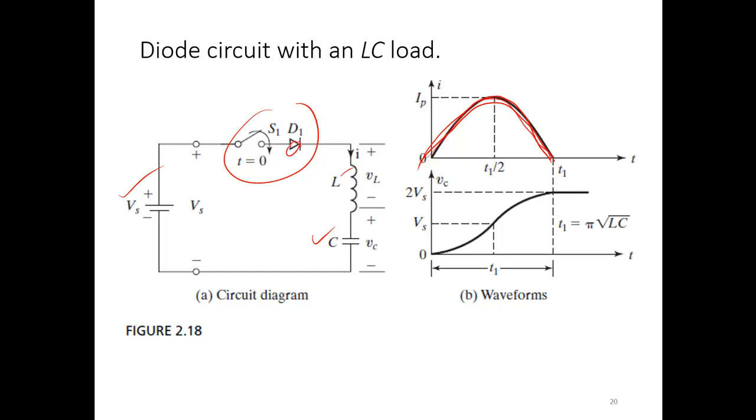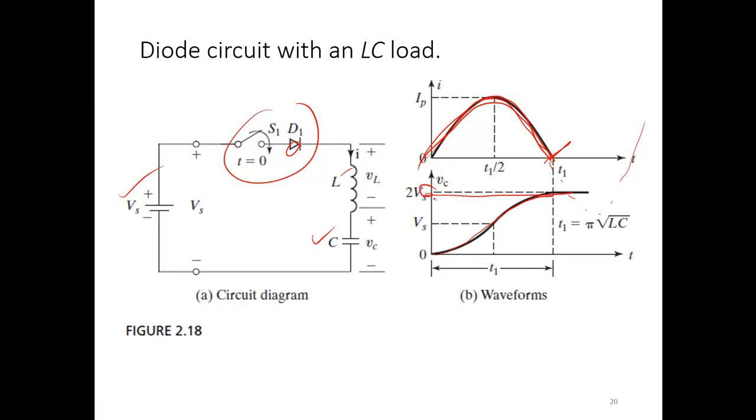If you did not have the diode, the resonant oscillation would continue forever. The inductor will transfer energy to this capacitor, and the capacitor and inductor will go on forever. It will be an oscillatory circuit. But since we put a diode, that is going to stop after half the cycle, and then the capacitor voltage will start from zero and begin to charge. You're going to see that it's going to charge to twice the supply voltage.